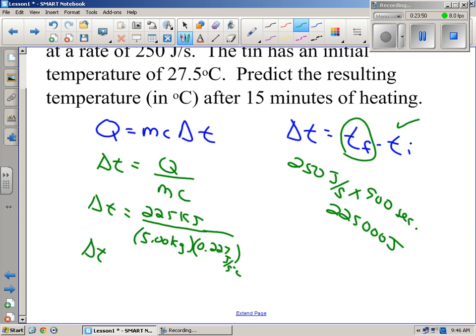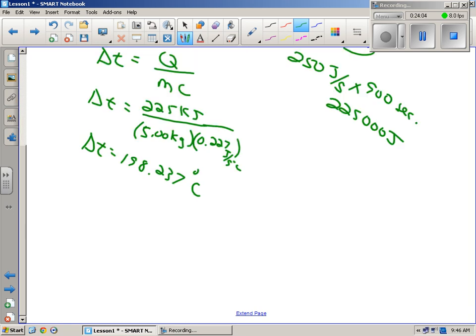I get a temperature change here of 198.237 degrees Celsius. Yes? Good? Okay? So that's my temperature change. Let's just extend this here a bit. Once again, that's my temperature change. I need to find the final temperature. So, T final minus T initial.